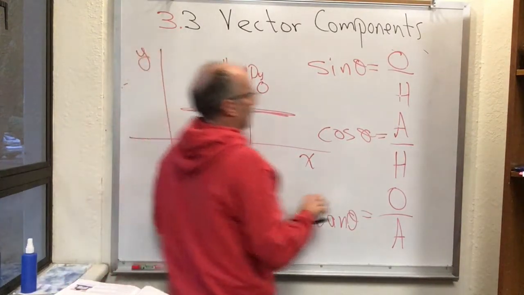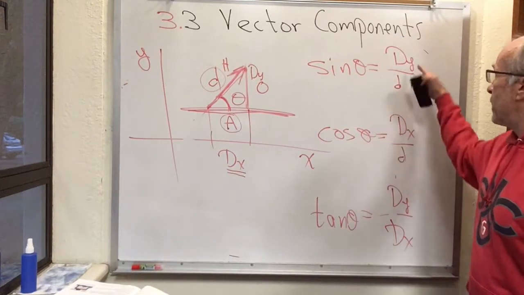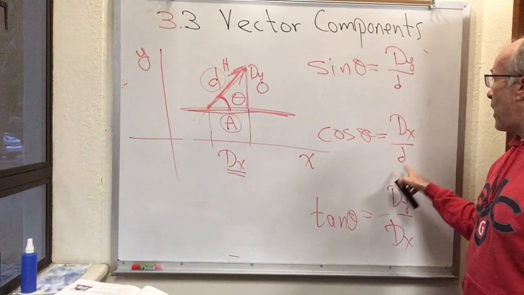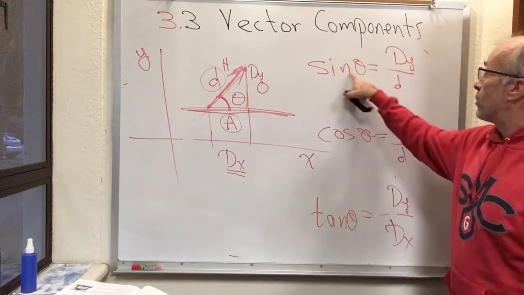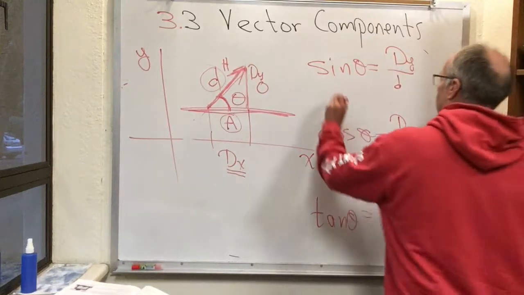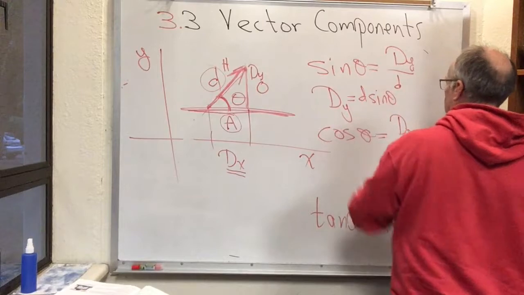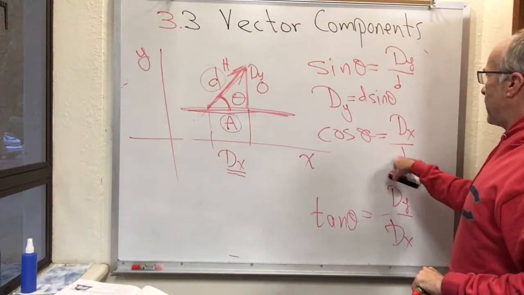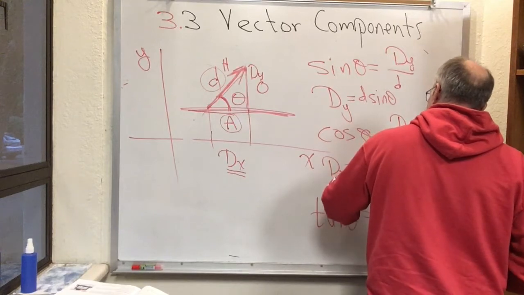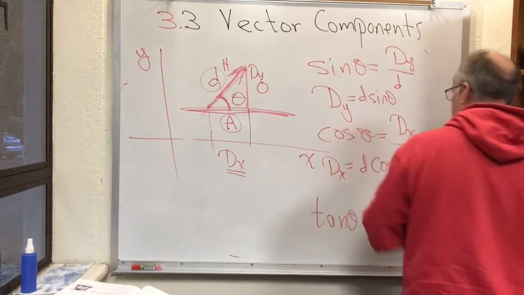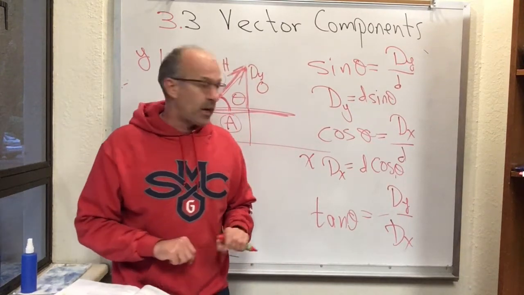So let's use that. Okay, and then I'm going to rearrange these two right here. I'm going to solve this one for d sub y, and I'm going to solve this one for d sub x. To solve this for d sub y, I just multiply through by little d, and I learned that d sub y is equal to d sine theta. I multiply this one through by little d, and I learned that d sub x is equal to little d cosine theta. Well, I'm getting close to the end of all the things that Knight covered in 3.3.